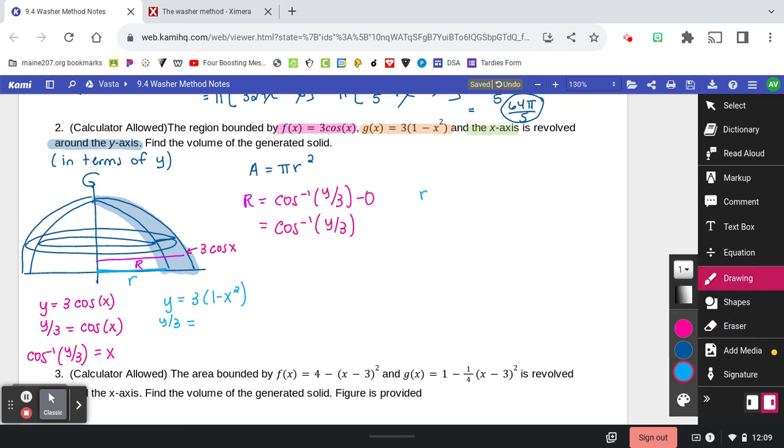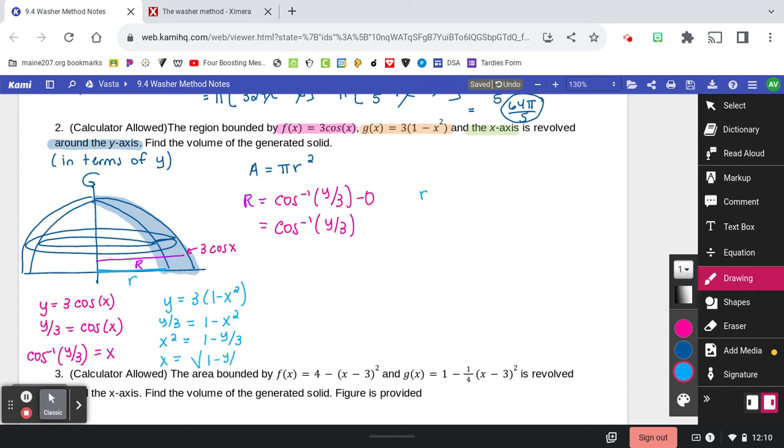If I divide by 3, I just have 1 minus x squared. I'm going to subtract the y over 3, and add the x squared at the same time. So I'm going to have x squared equals 1 minus y over 3. I'm just sort of switching their sides. And then I'm going to square root.